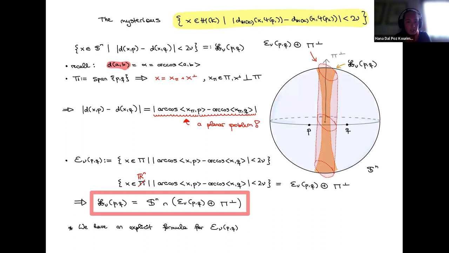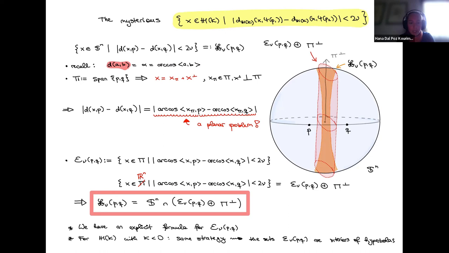Yes. So as I said, we have an explicit formula for this elliptic cylinder and for the dilated bisector in the case where the space of constant curvature is a sphere. And we can use the exact same strategy with this reduction to the plane to deduce the same result for the hyperbolic space. And the only difference is that these sets that were ellipses in this case will be kind of hyperbolas, but not hyperbolas x squared minus y squared is equal to one, but you know, there will be a little bit of a distortion.